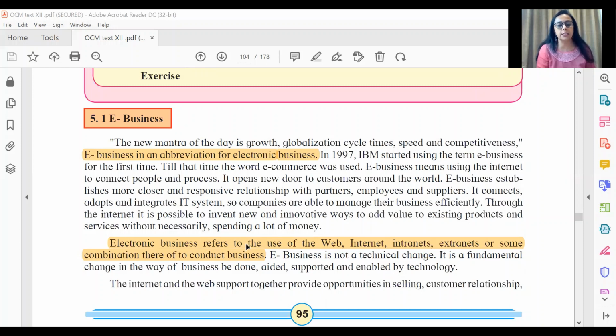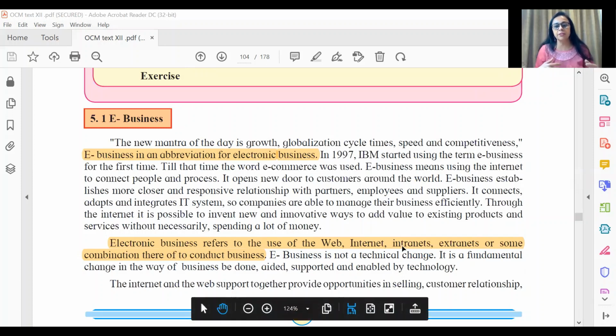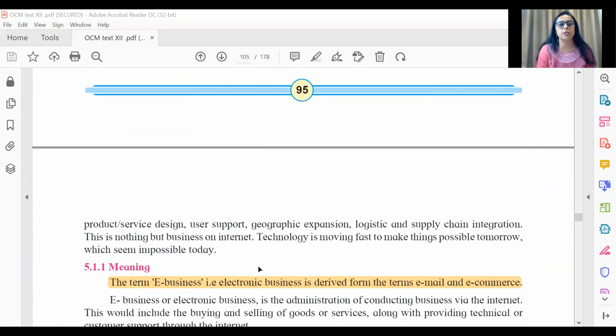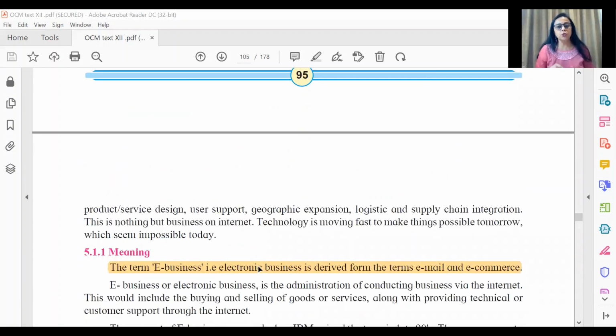Again, a one-line answer: it refers to the use of web, internet, intranets, that is within the organization, extranets, or some combination thereof to conduct business. So this is another simple definition of e-business. Mind you, you don't really need to learn all of these, but you have to prepare something in case you get a question to answer in 1 sentence for 1 mark.